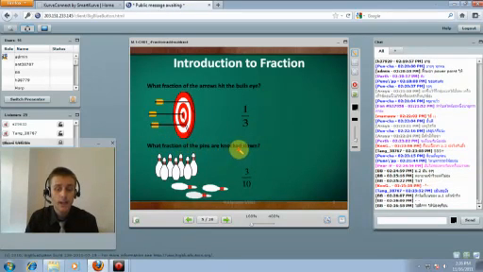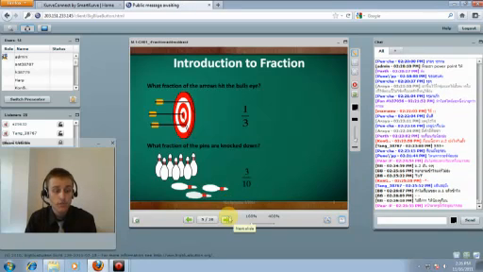What fraction of the pins are knocked down? First thing we do is find the denominator. So we count how many pins there are. 1, 2, 3, 4, 5, 6, 7, 8, 9, 10. 10 pins. How many have been knocked down? 1, 2, 3. The numerator is 3. There are 3 knocked down pins. The denominator is 10. There are 10 pins total. 3 out of 10 pins have been knocked down. 3/10.